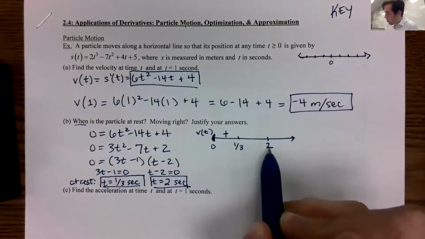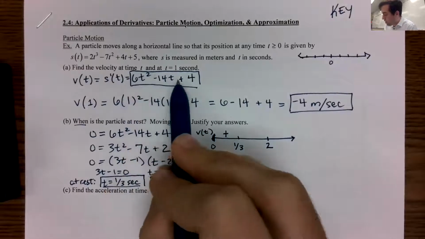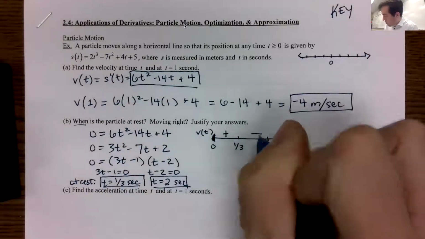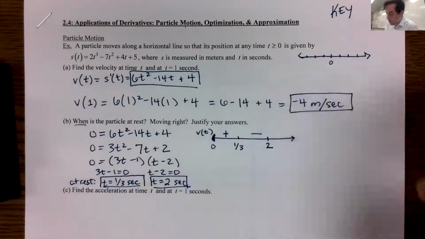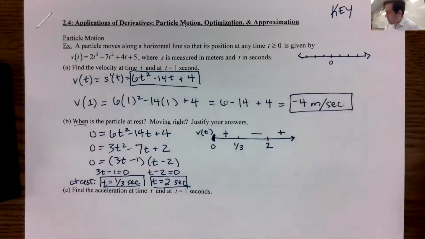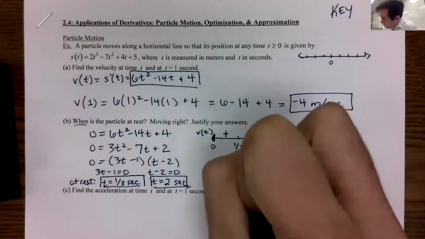Plug in a number between 1/3 and 2, so maybe you plug in 1 for t, you're going to get a negative answer. Plug in a number greater than 2, so maybe you plug in 3 for t, you're going to get a positive answer. So that's what our sign chart looks like. And so we want to know, when are we moving to the right?